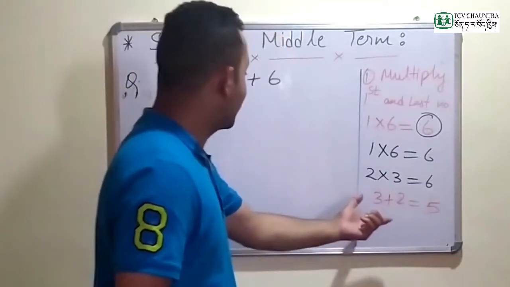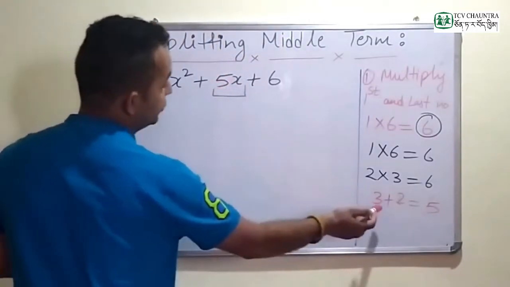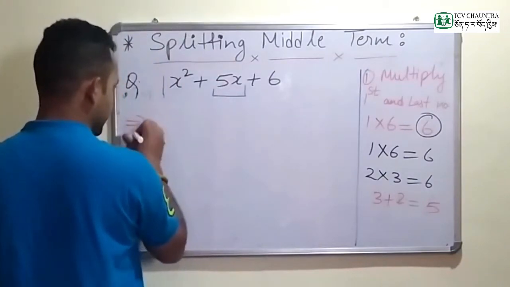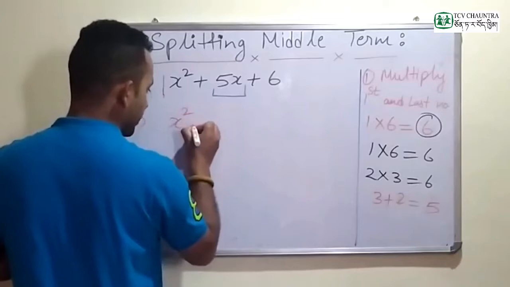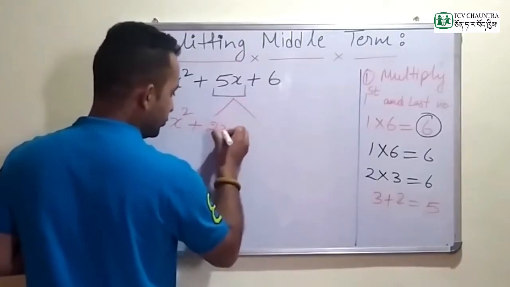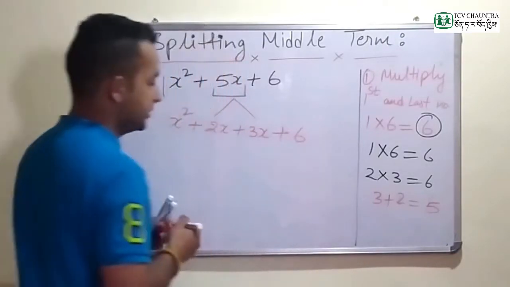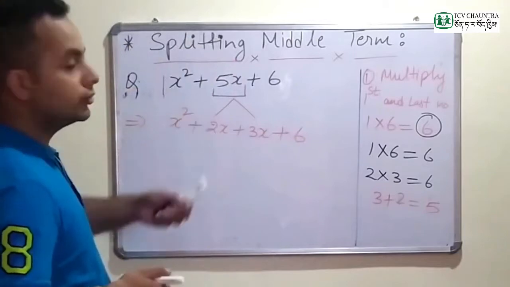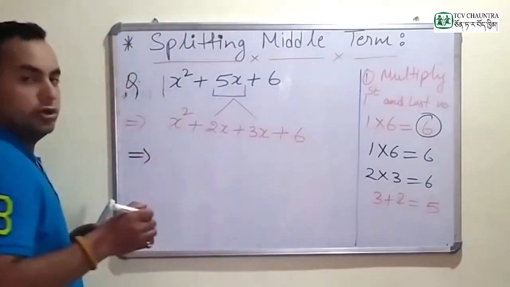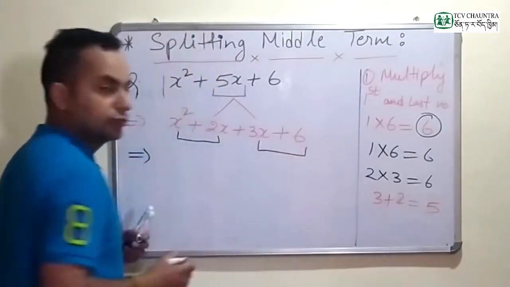So we can factorize. Okay, we can split this 5x into 3 plus 2. So x square as it is, you can split 5x as 2x plus 3x and then 6 as it is. So this is how you are going to split the middle term. Now it's very easy. Now you're going to regroup these two terms and regroup these two terms.